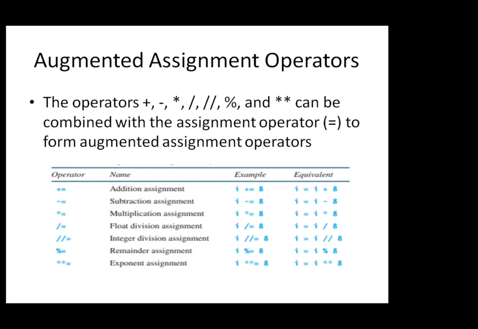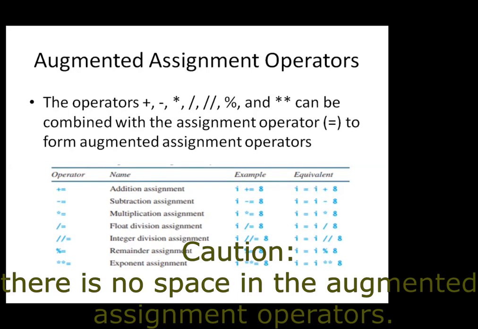Exponential assignment, on the other hand, says I, the power sign, is equal to 8. In Python, this is interpreted as I is equal to I power of 8, meaning the current I is reassigned to the value of the previous I power of 8. In the assignment operator, there is also a caution here.